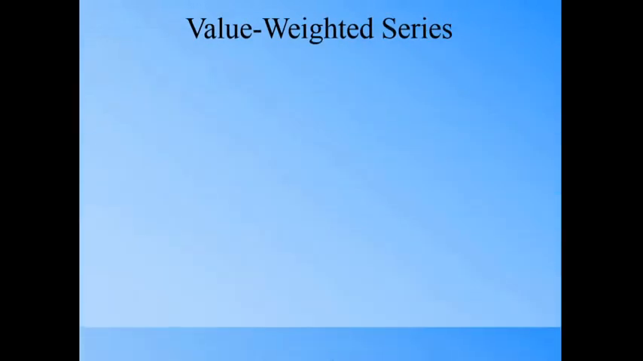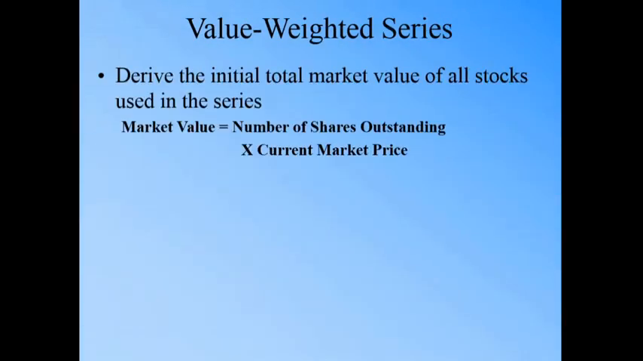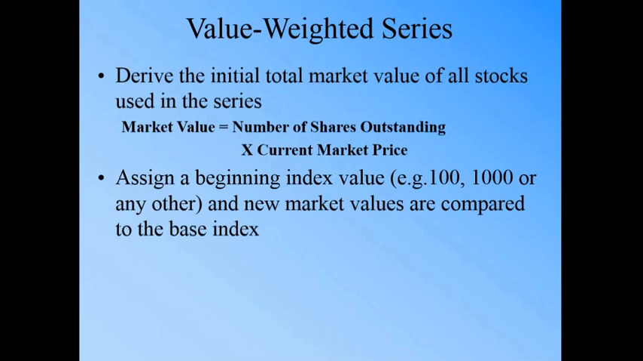The value-weighted index series derives the initial total market value of all stocks used in the series. That is how it has been done, as I told you: we calculate the market value of the index by multiplying the number of shares outstanding of that company by the current market price of that company. That gives you the market capitalization, or the market value, of the company. Whichever company has the highest market capitalization is being included in the index.